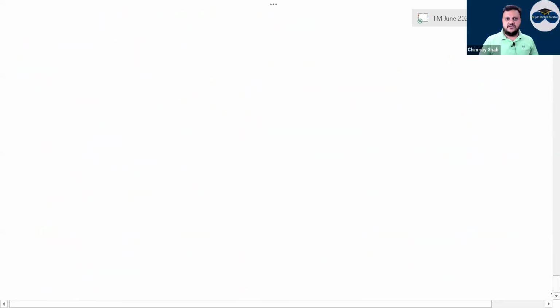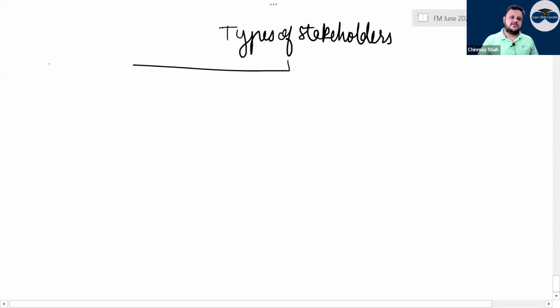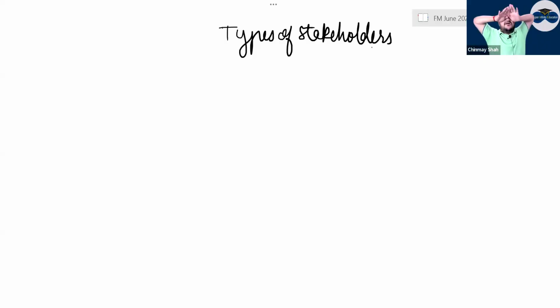Write down the next heading, type of stakeholders. There are 3 types of stakeholders. But better, wait, don't write it like this. Let's understand this by a very good example, right? You'll never forget type of stakeholders at all. Now see, you have to understand how stakeholders work.